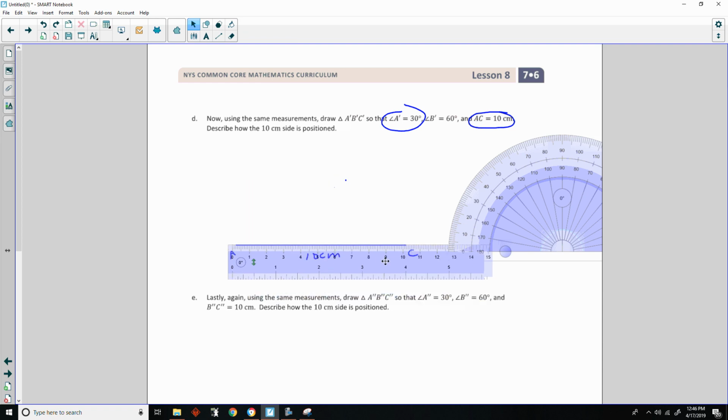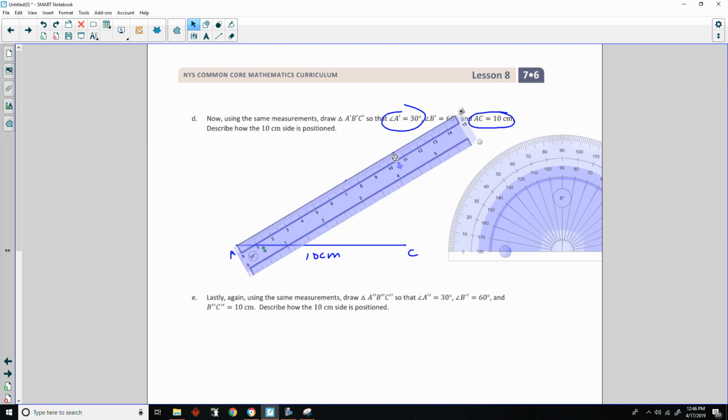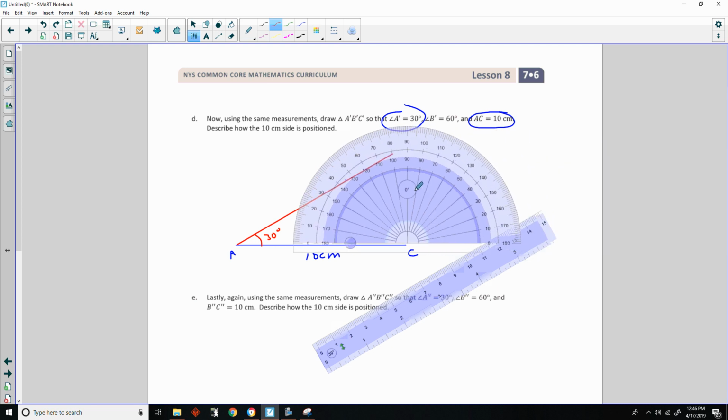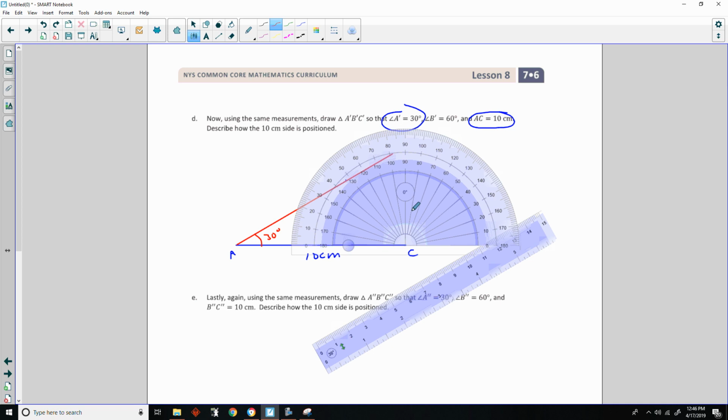Then I take my ruler, place it right on A, rotate it, draw a segment up like so, label this as angle A being 30 degrees, and then move my protractor to C like so. Need to move it down just a little. Okay, right about there. We're right on that 180 or 0 degrees line right here.